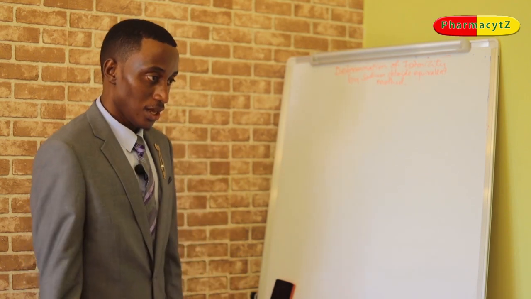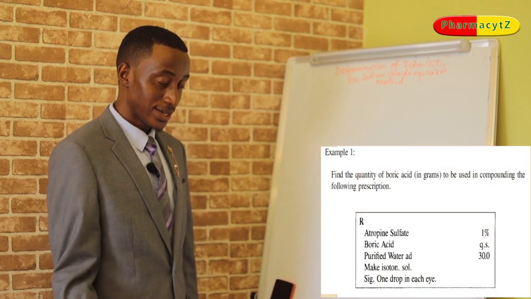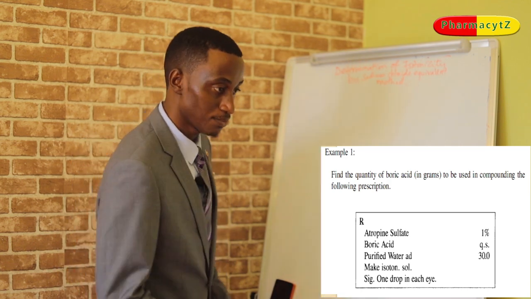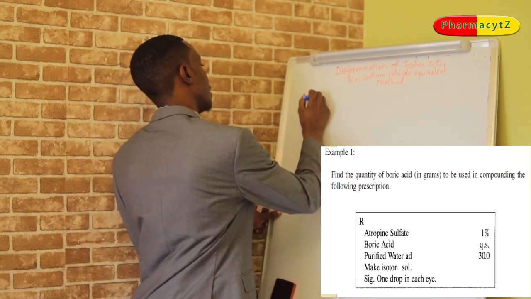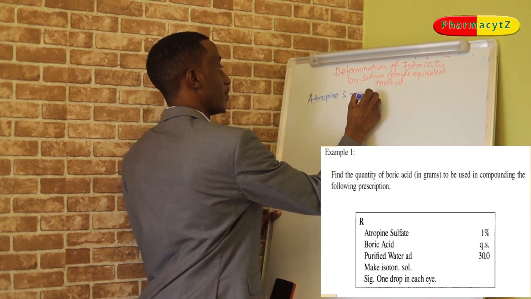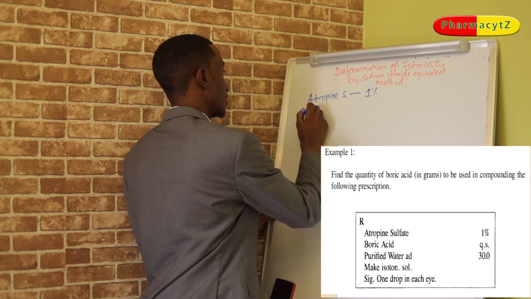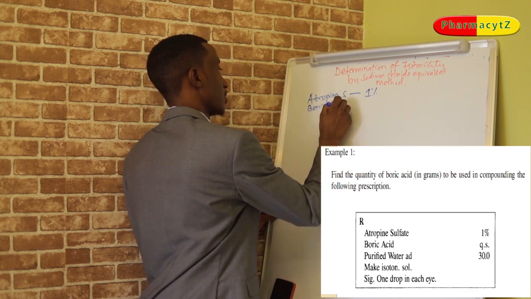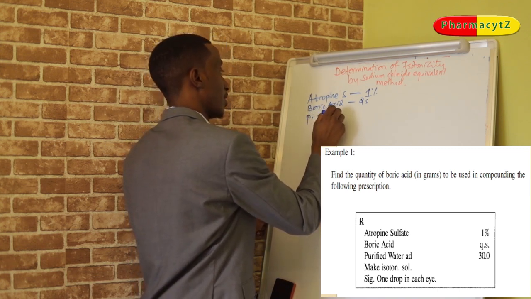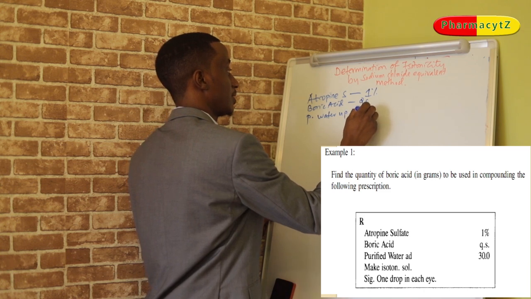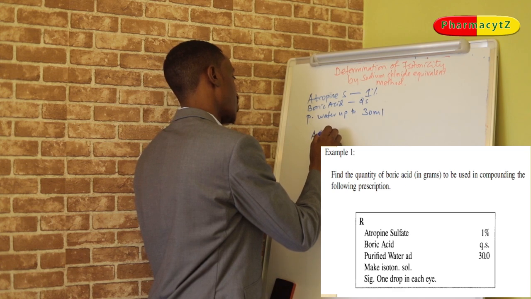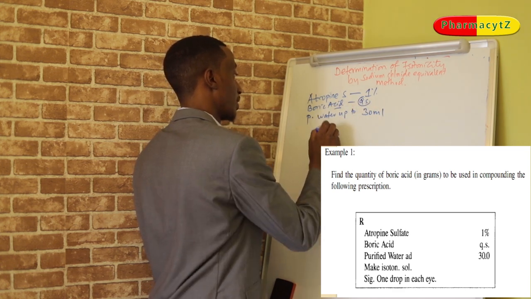Let's check this. The question says, find the quantity of boric acid in grams to be used in compounding the following prescription. So this prescription contains atropine sulfate, 1%. Then we have boric acid, sufficient quantity, which you are going to calculate. Purified water up to 30 ml. So the adjusting substance here, as you can see, is boric acid.